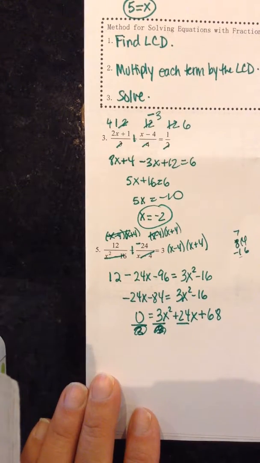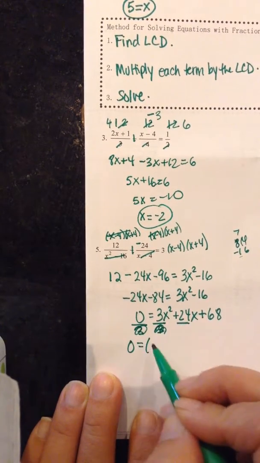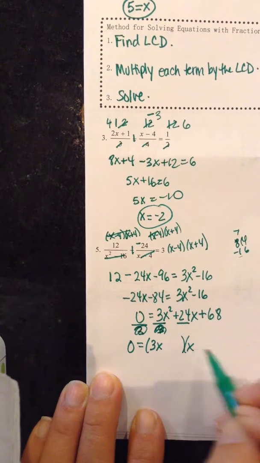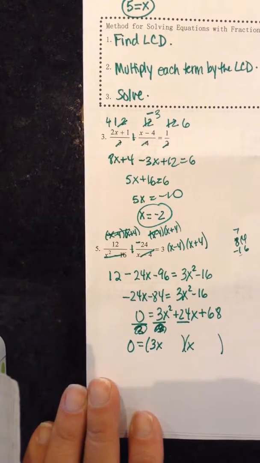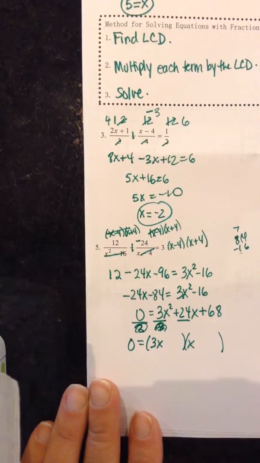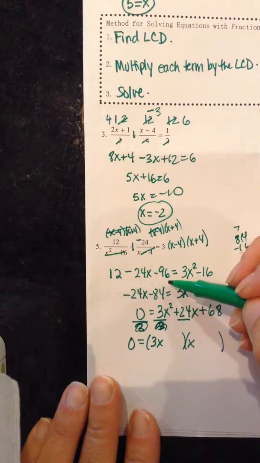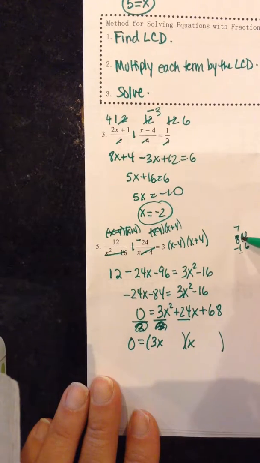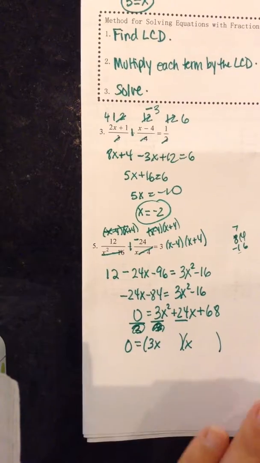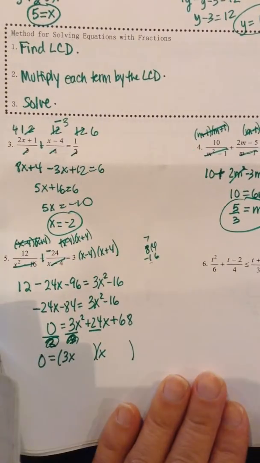Did I do that right? I feel like I maybe didn't do that right. 96 minus 12 is 84. 84 minus 16, no, that's 68. 3x and x, what multiplies to 68? Great. Okay, I'm going to have to come back to that one. I'm stuck on that one.